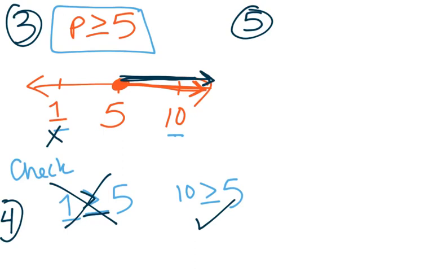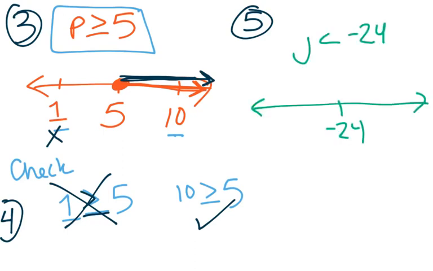Let's try it for the other solution set. So we have j is less than -24. Less than means an open circle. I'm going to pick numbers that are bigger and smaller than -24. Let's see. 0 is bigger than -24. And -100 is smaller than -24.